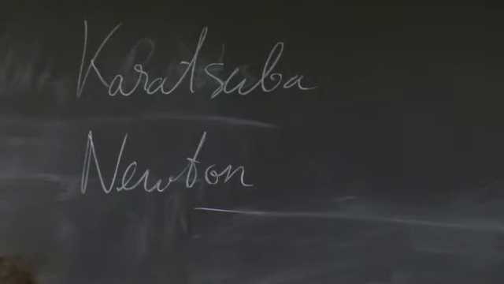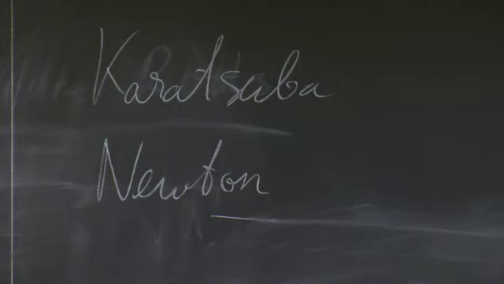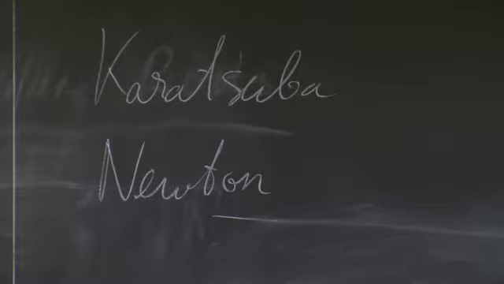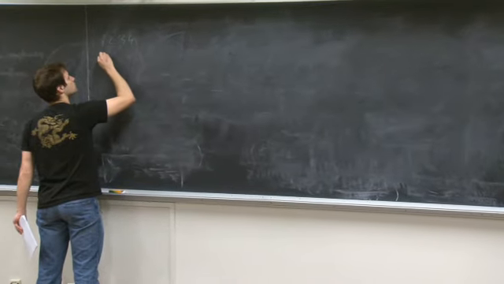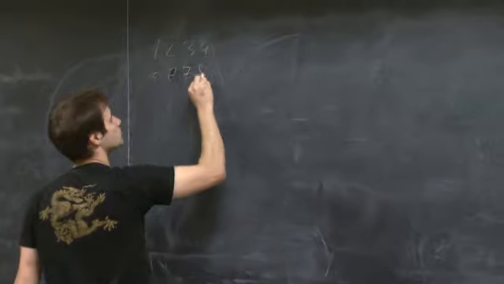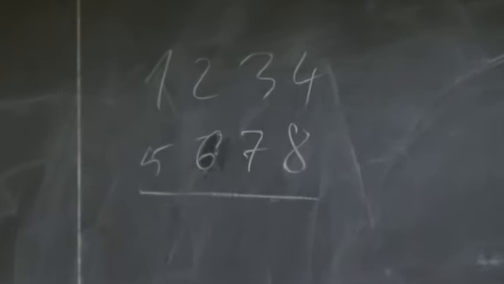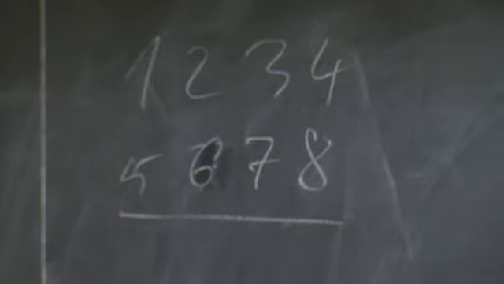So Karatsuba real fast, and then we'll spend more time having fun with Newton. So suppose we don't know Karatsuba. We want to multiply two numbers. What's the method that we learned in elementary school? Take the first digit of the first number, and then you multiply it by the second number. And then you take the second digit and you multiply it by the second number, but then you add a 0. And so on and so forth.